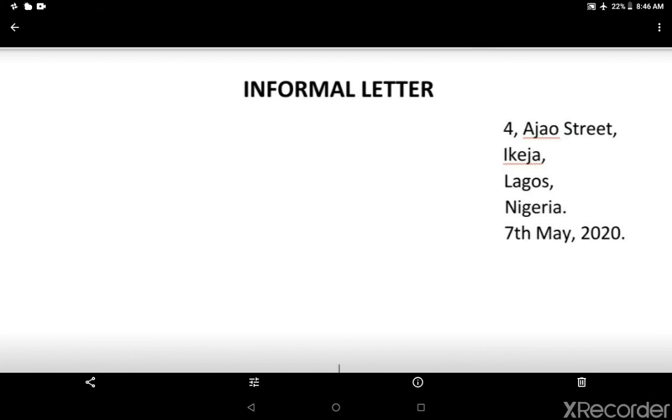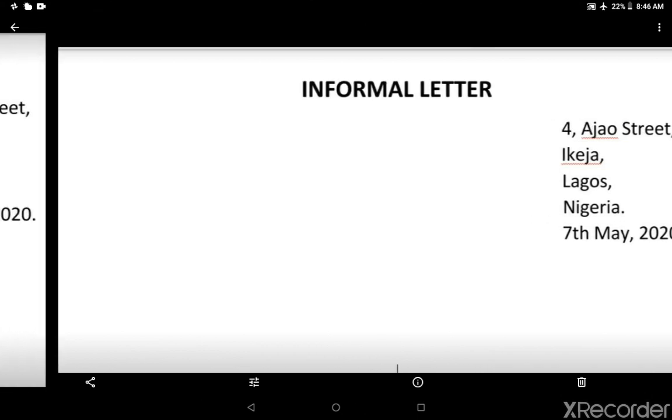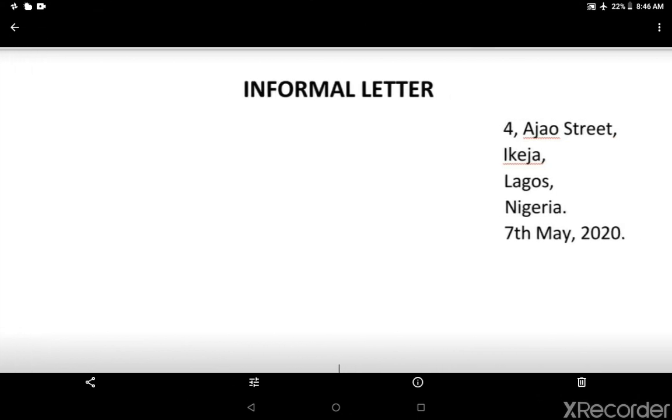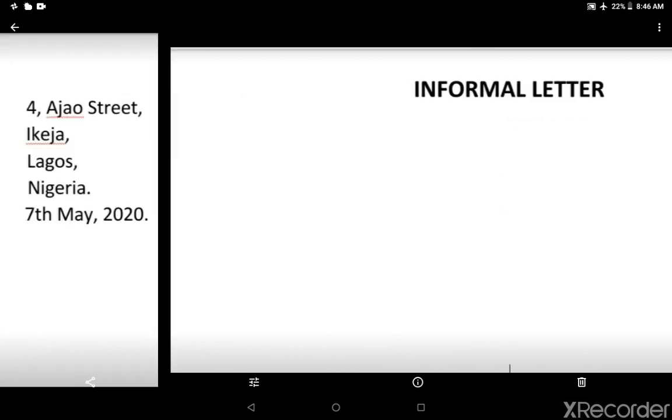So that is for date. They are 7th May 2020. If you have any question at this point, you can put it in the comment section.